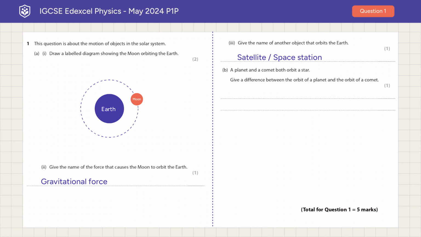Finally, for part B, we compare a planet and a comet orbiting a star. The key difference is that a planet typically has a circular orbit, whereas a comet has a highly elliptical orbit.